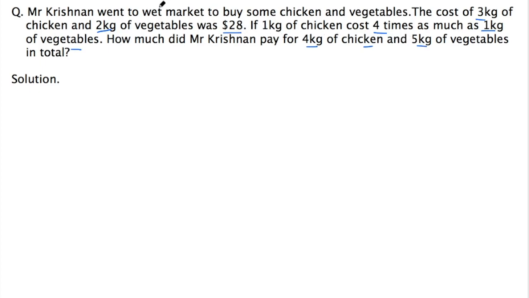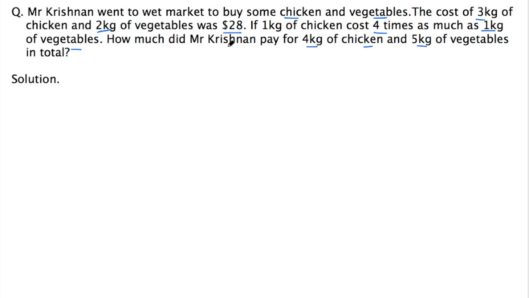So what we have here is that Mr. Krishnan went to the wet market to buy some chicken and vegetables, and the cost of 3 kg of chicken and 2 kg of vegetables was $28. We are not given the cost of chicken and vegetables separately, but it is given all together for 3 kg of chicken and 2 kg of vegetables. But we do have a comparison: 1 kg of chicken costs 4 times as much as 1 kg of vegetables. Now what we have to find is how much Mr. Krishnan paid for 4 kg of chicken and 5 kg of vegetables in total. So we have to find the total cost.